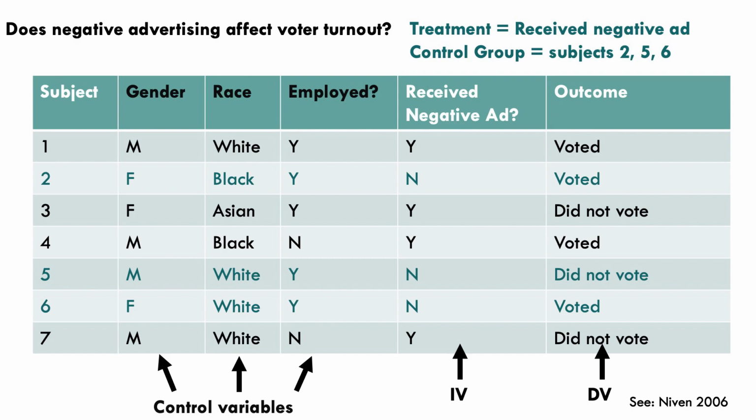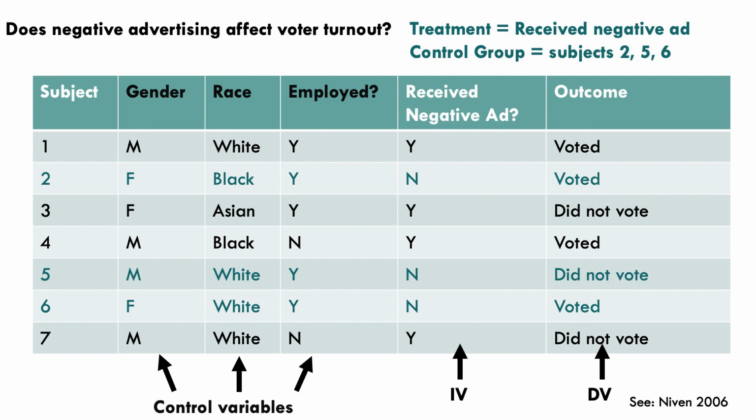But it's hard to know whether they would tell the truth or not. So the scholar got a list of all the voters in a certain area and divided that group at random into two smaller groups. He sent one of those groups a negative campaign ad about a mayoral election. Then he looked at voter records after the election to see who voted and who didn't.